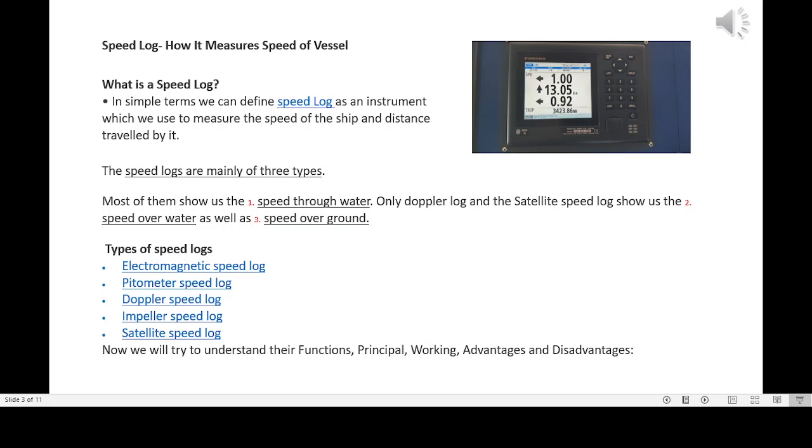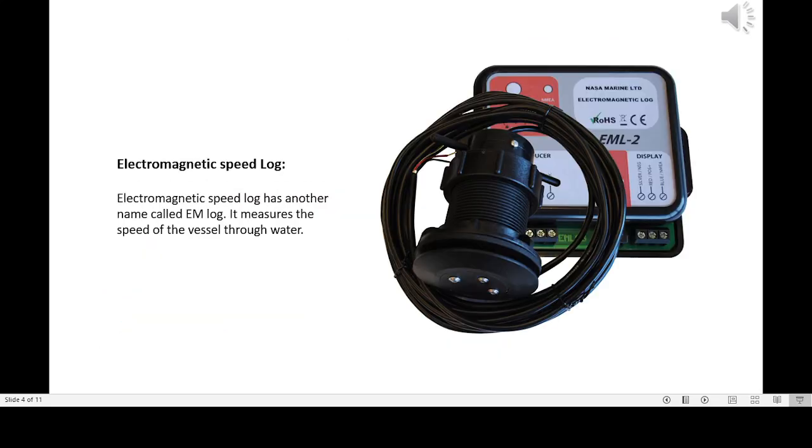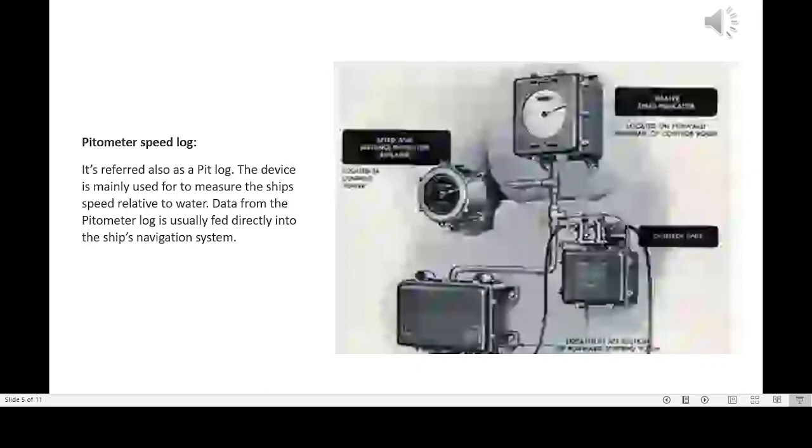Electromagnetic speed log. Electromagnetic speed log has another name called M-log. It measures the speed of the vessel through water. Pedometer speed log. It's referred to also as a pit log. The device is mainly used to measure the ship's speed relative to water. Data from the pedometer log is usually fed directly into the ship's navigation system.